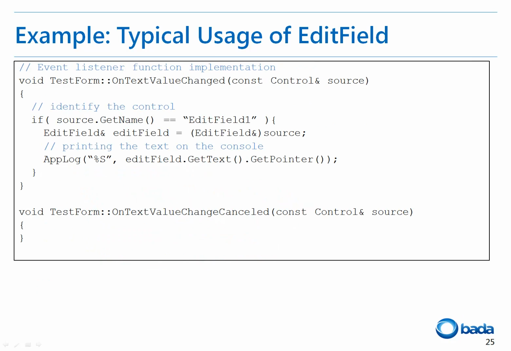The appropriate callback is called for each event. Here, I've shown the implementation of the onTextValueChanged event handler. In case multiple controls have the same listener, the getName function can be used to distinguish and identify the control that's actually causing the event.